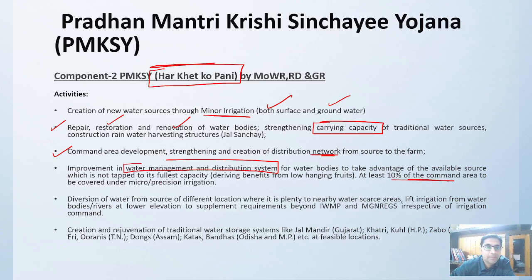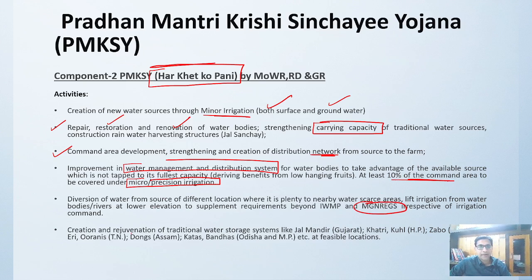of the command area will be covered under micro precision farming. So wherever this process is going on, 10% of that command area has to be covered under micro and precision irrigation. And from various places, diversion of water has to be taken, where plenty of water is there. You can utilize the lift irrigation system wherever there is a low elevation, and you can utilize MGNREGA labor for this whole process.